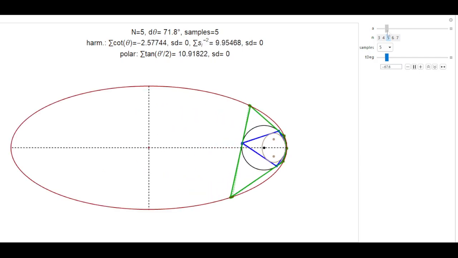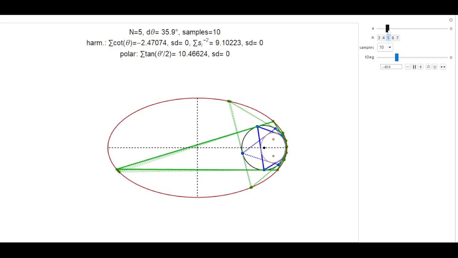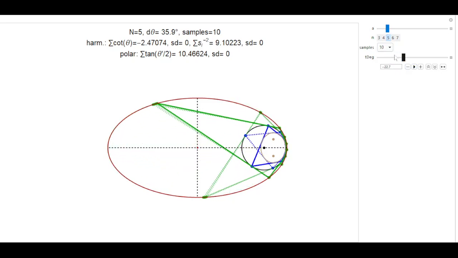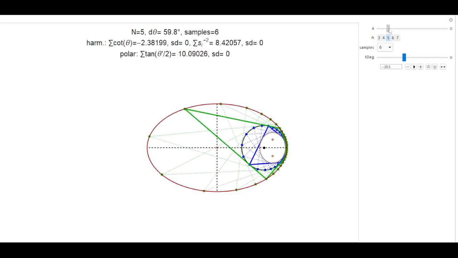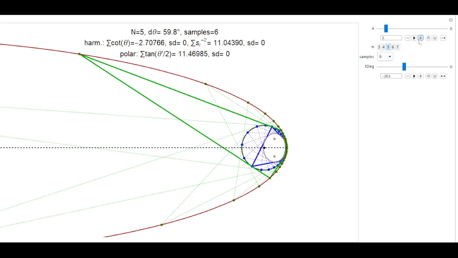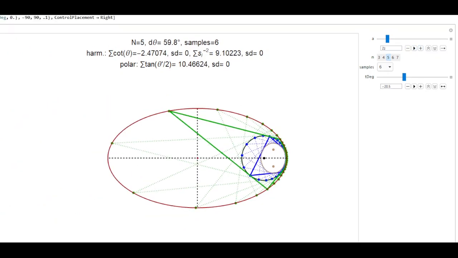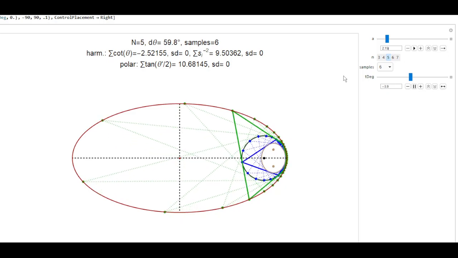How about n equals 5? Let's make this guy become more visible. And I think I can increase the number of samples here. Let me hope that I don't do anything wrong here. Yeah, so that's n equals 5. So if I just move n equals 5 here, let's try to make this thing a bit more visible. This is an n equals 5 family of harmonic polygons. Yeah, and then let's just animate that. Now let's look at what's happening.